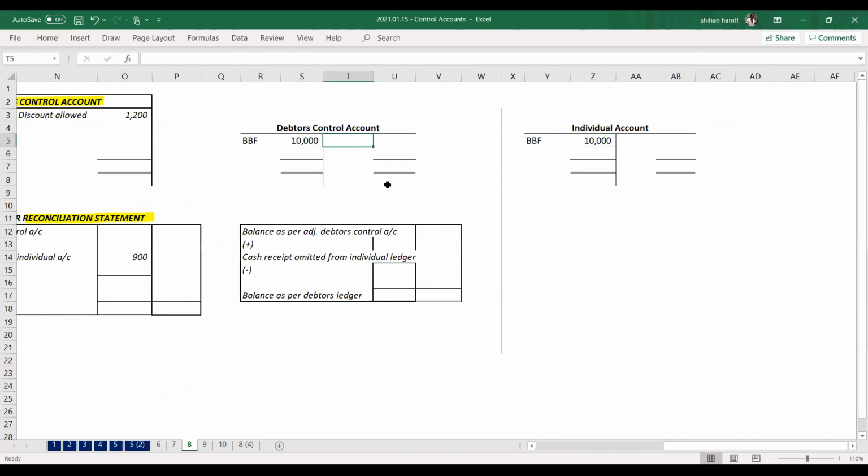When we receive cash, cash account debit, debtors account credit 8,000. This is correctly recorded. It means the balance carried down is 2,000. Balance carried down is 2,000. This is correctly recorded.